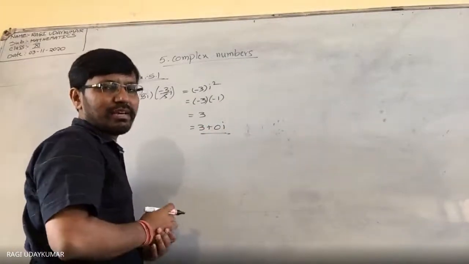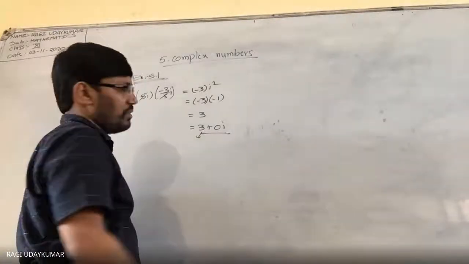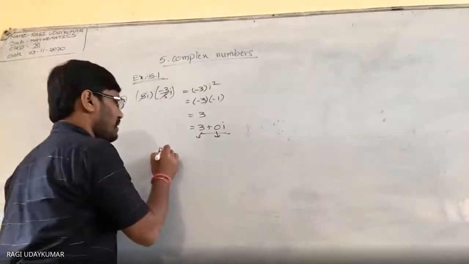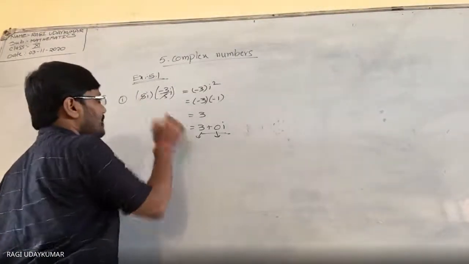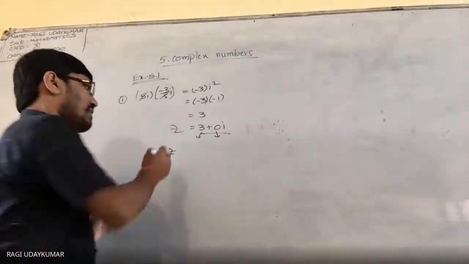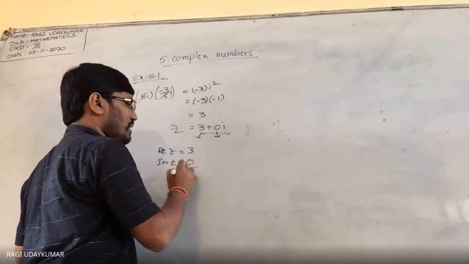We are asked to express in the form a plus ib. So here 3 is the real part, 0 is the imaginary part. If you consider this complex number as z, the real part of z is 3 and the imaginary part of z is 0 in this situation. That's all.